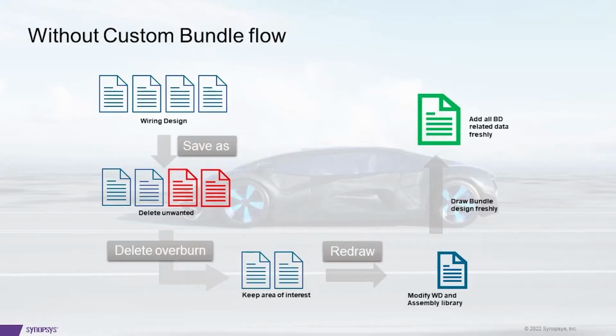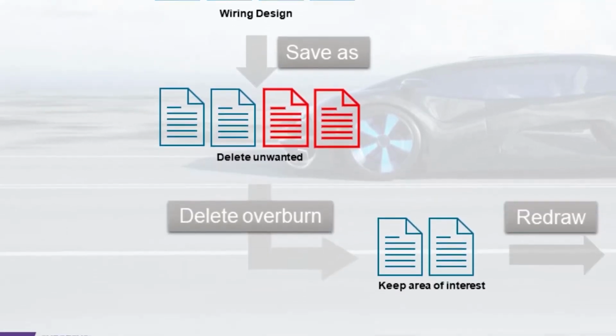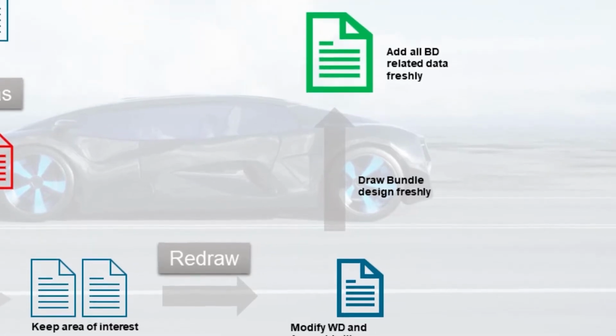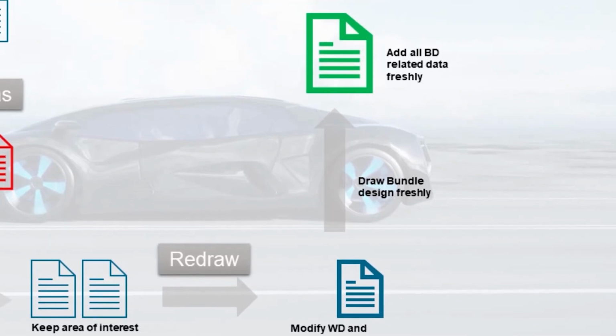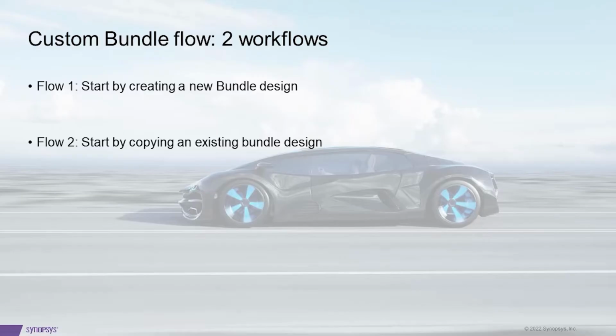Without custom bundle workflow, when a quick design change is needed, one will have to first make a save as of the existing wiring design and then delete the unwanted data from the wiring design. And then keep the area of interest in the wiring design, then make the necessary changes to the assembly library and also to the data in the wiring design. Now import the data in the connected bundle design and then add the bundle design specific items here. This might be a cumbersome process and custom bundle can make this simple.